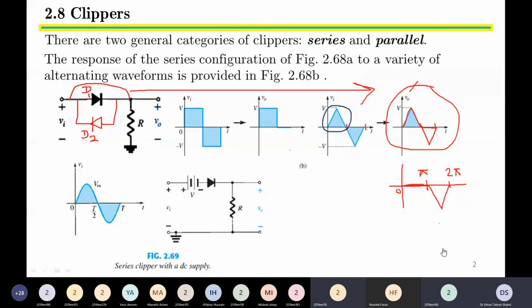And sir, if we replace the diodes by batteries of 0.7 and 0.7 respectively, then sir, can we do the source transformations over here? Can you repeat your question?